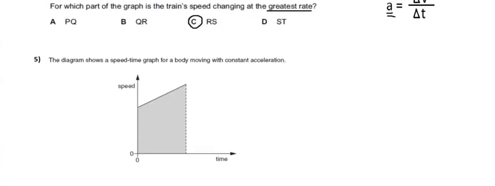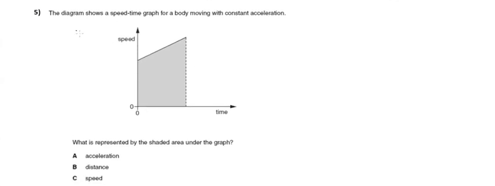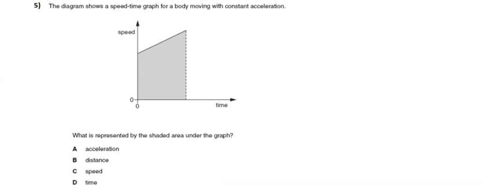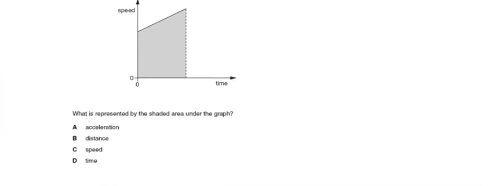Now question number 5. The diagram shows a speed time graph for a body moving with the constant acceleration. Here this is a speed time graph. What is represented by the shaded area under the graph? So we know that whenever there is a speed time graph, the area under the curve, that is this area, will represent the distance.